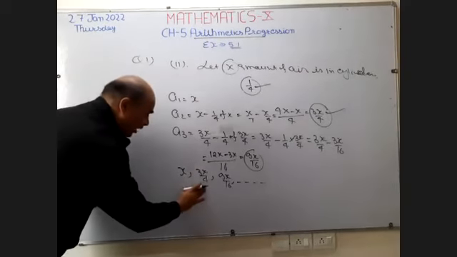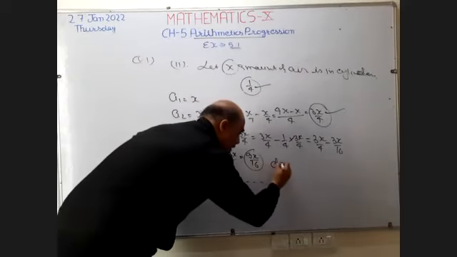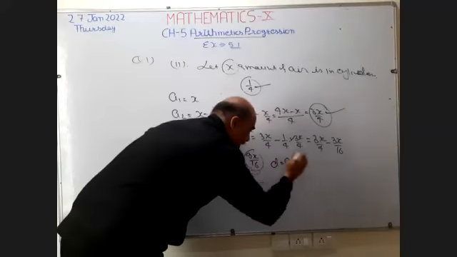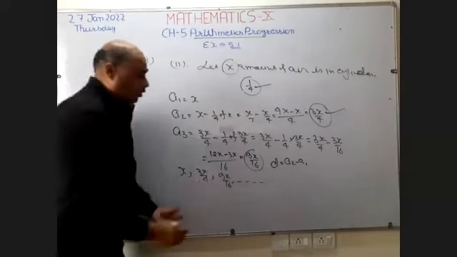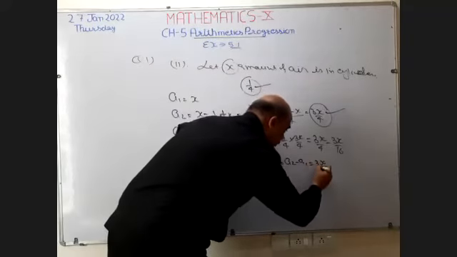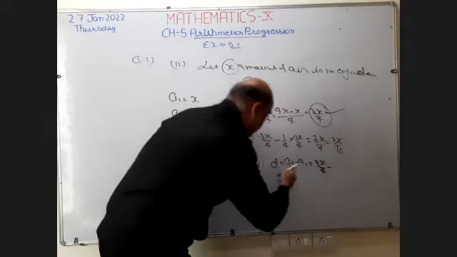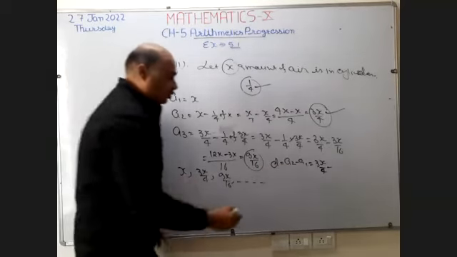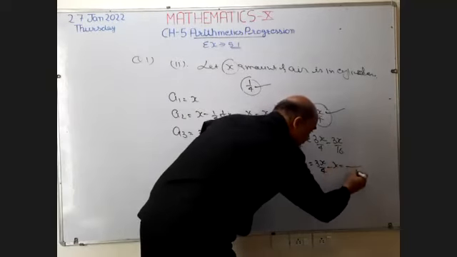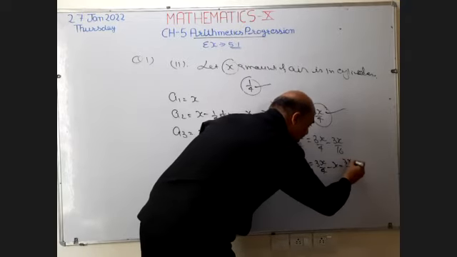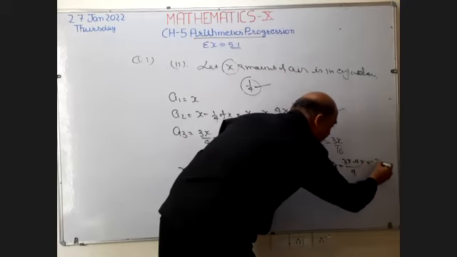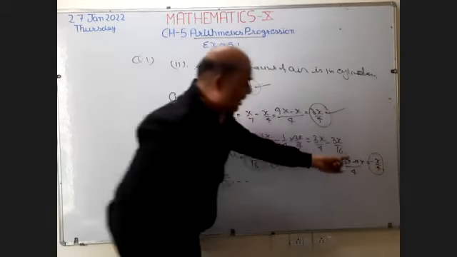Check. So I take the first two values. So I write here D. Formula A2 minus A1. So what is A2? 3x upon 4. So write here 3x upon 4 minus A1. A1 is x. Right here x. So take LCM. So this is going to be 3x minus 4x. It will become minus x by 4. So D becomes minus x by 4.